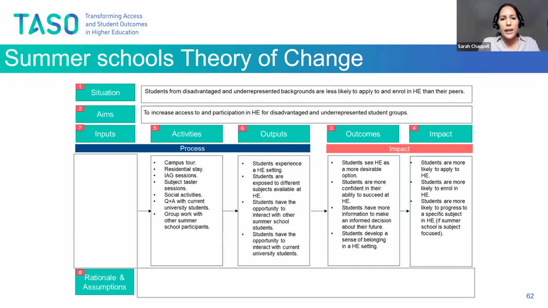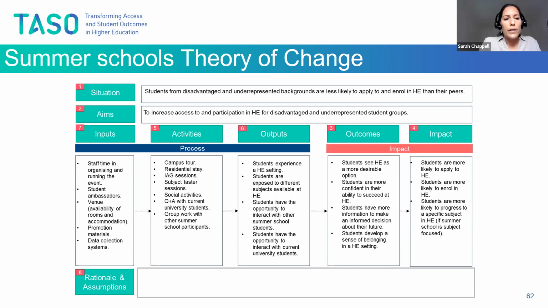And then our outputs here, what's actually physically happening and what we can control here, is that students experience that HE setting, students are exposed to different subjects, they're able to interact with other students. So whether that be students actually attending the summer school, but also current university students. And that's what we're hoping is going to build this sense of belonging in an HE setting.